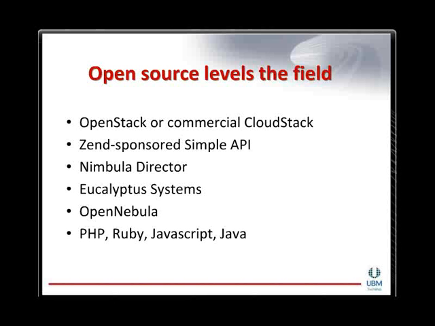OpenNebula is simply the NASA project spun off from its Nebula Cloud, and then, of course, the primary languages in the cloud, to me, are all open source: Java, Ruby, PHP, JavaScript, Python, etc. Can we have the next slide?